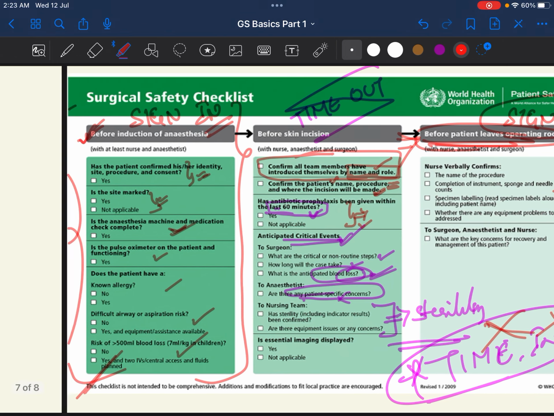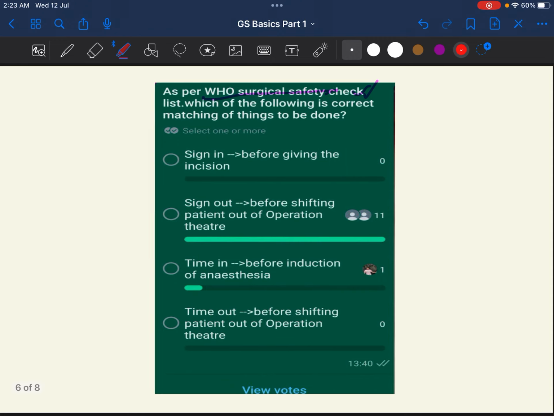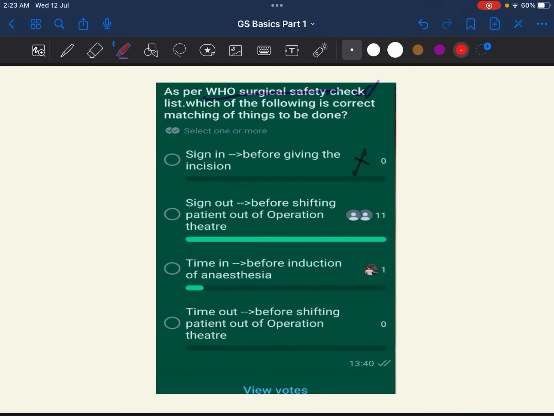So coming to the options, the first option is given as sign in to be done before giving the incision. So this is a wrong option. Sign in should be done before giving induction. Next, sign out before shifting the patient out of operation theatre. This is the correct option.